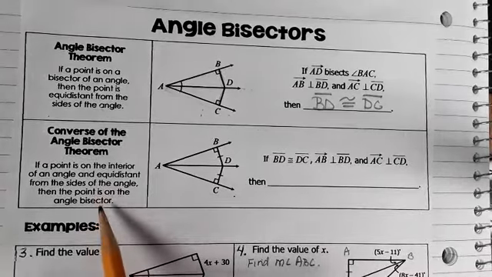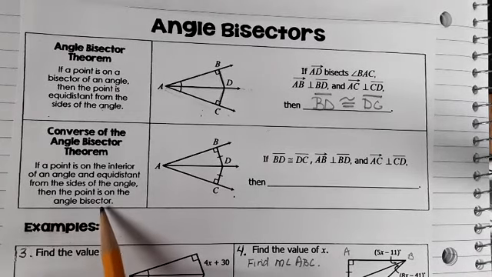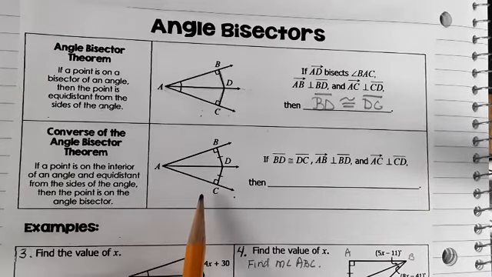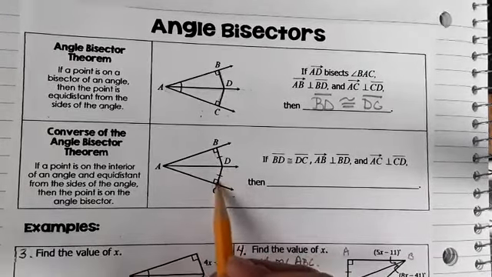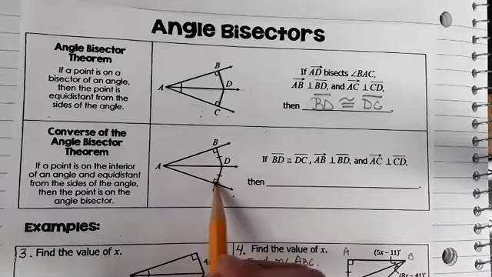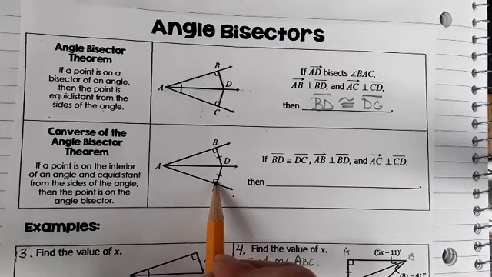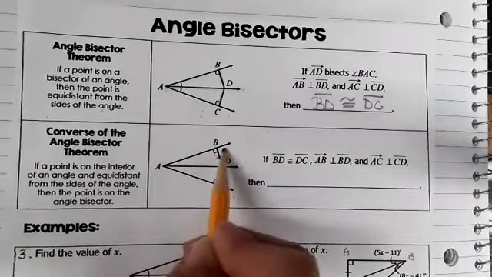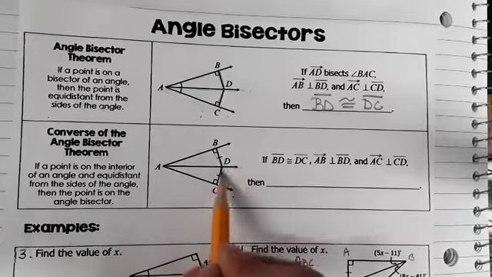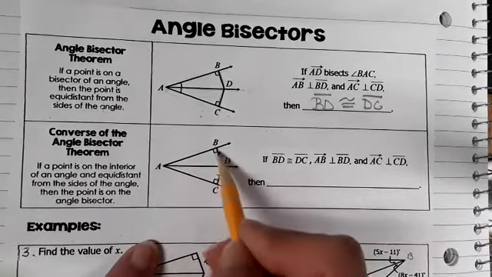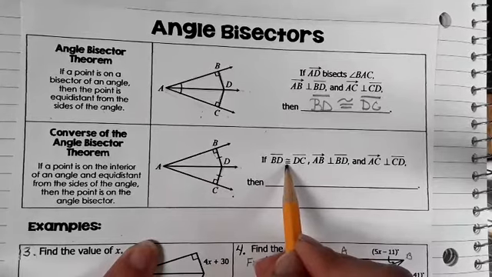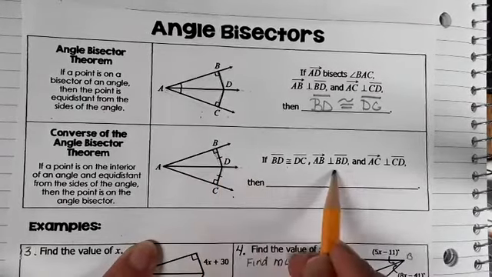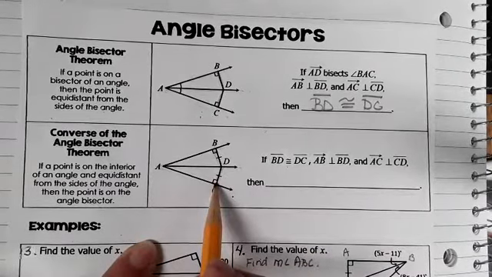In reverse, the converse of that theorem. It says here if a point is on the interior of the angle and you know it's equidistant, the same distance from the sides of your angle, then this point is on the angle bisector. Then you can say this ray bisects this angle if you know these are the same distance. So we know BD and DC are congruent.